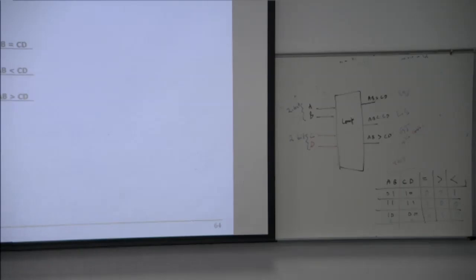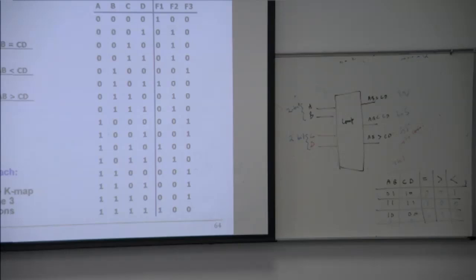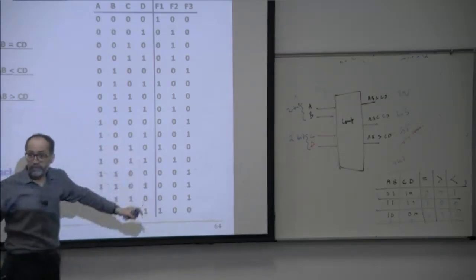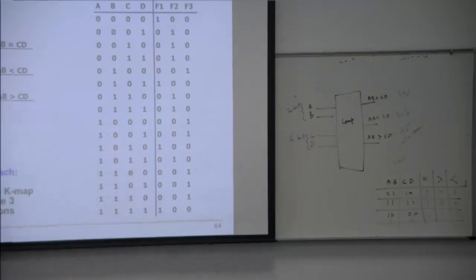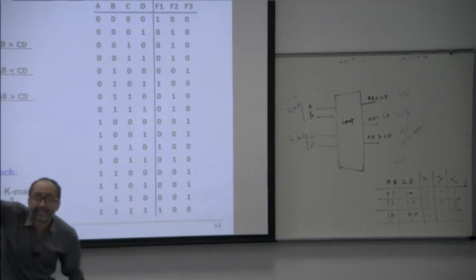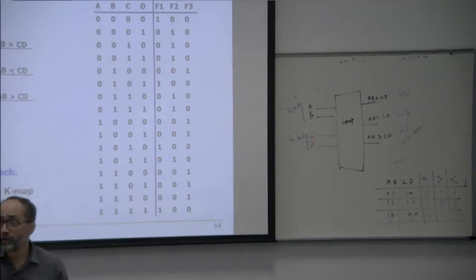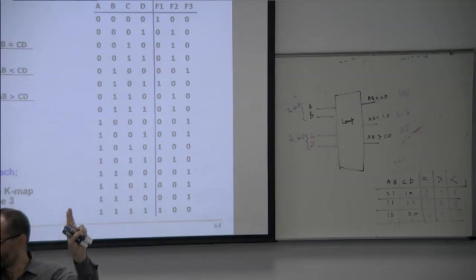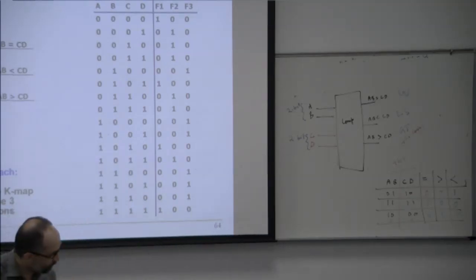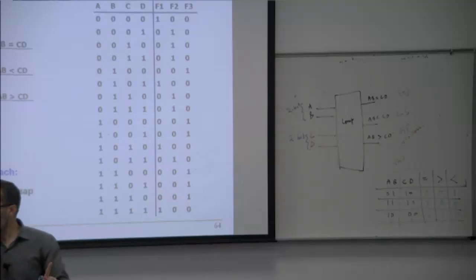Now design a truth table for the comparator. These are all of the possible combinations. If you look at F1, what is F1? Equal. So when should they be equal? For 0 0 0 0 they are equal. 0 1 0 1, they are both equal. 1 0 1 0, they are equal.